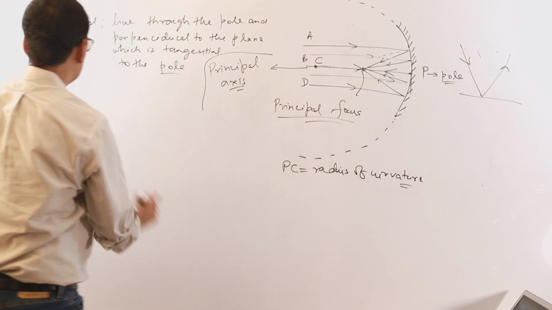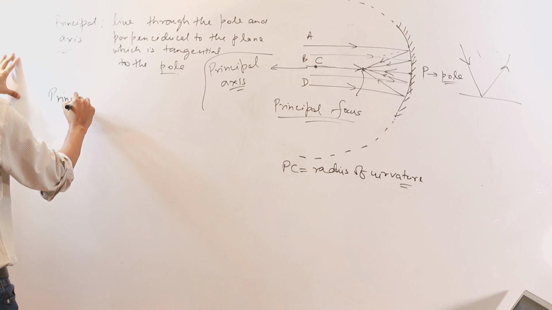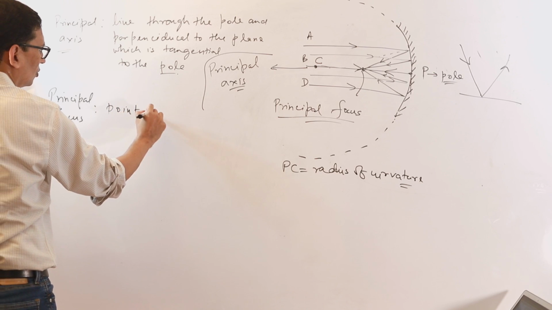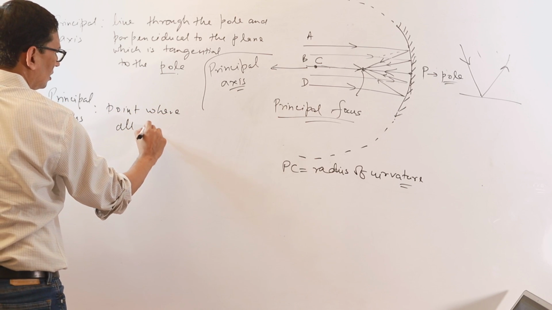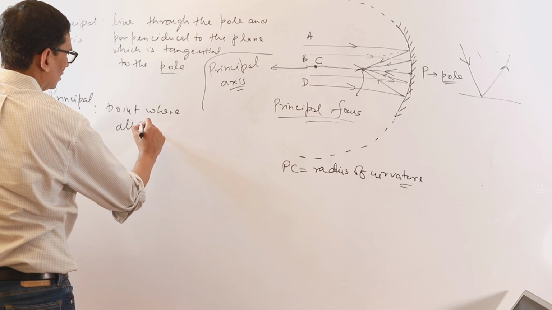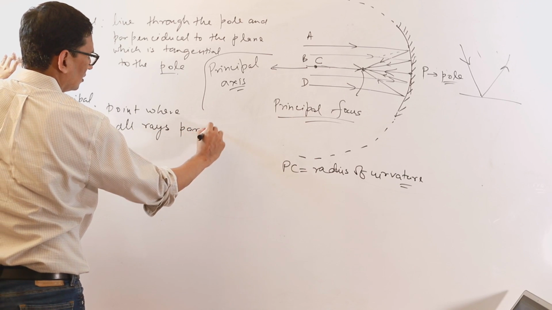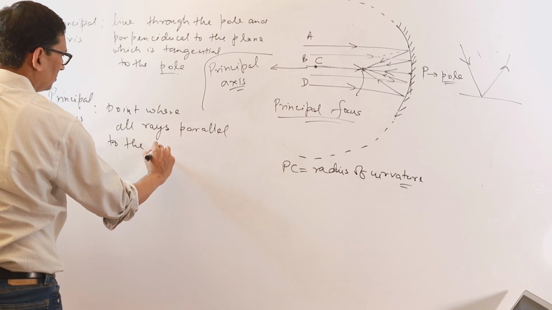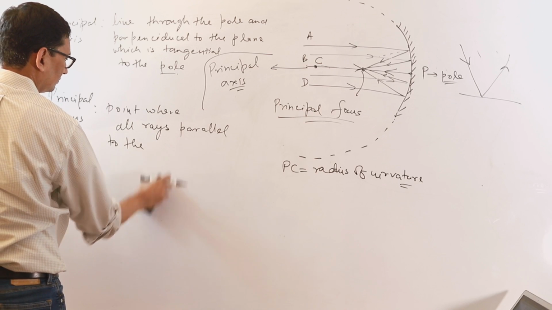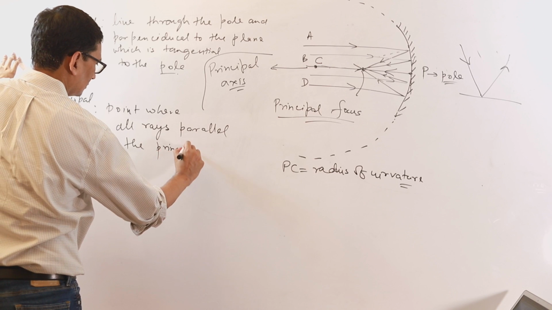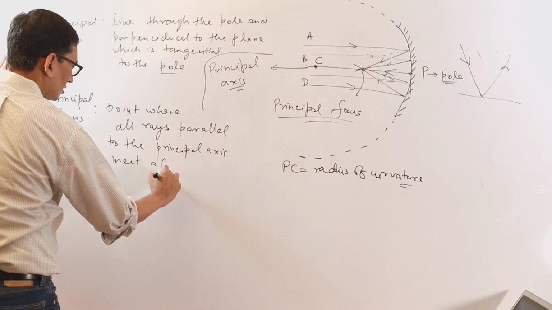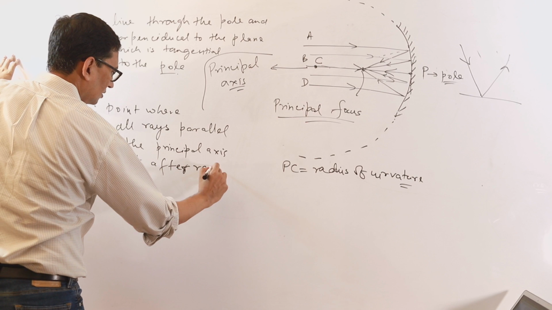What is principal focus? Principal focus is the point where all parallel rays, all rays parallel to the principal axis, meet after reflection.